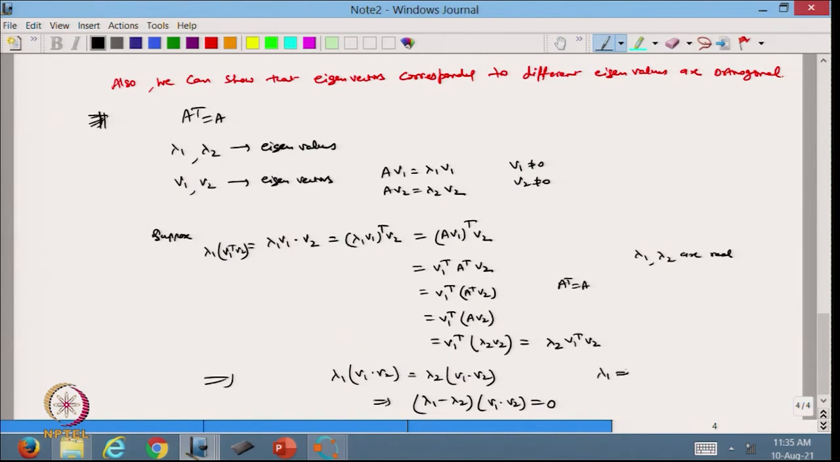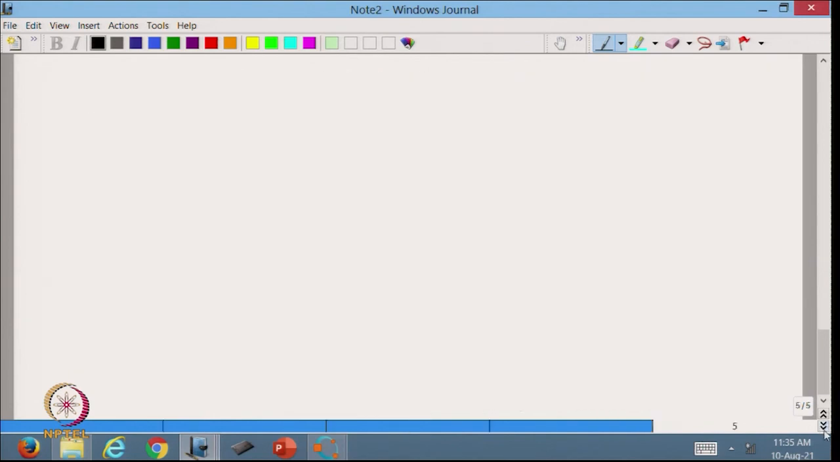Now, lambda 1 is not equal to lambda 2. So, that implies that V 1 dot V 2 is 0. So, that shows that V 1 is orthogonal to V 2. It means for a symmetric matrix, for different eigenvalues, the corresponding eigenvectors are orthogonal to each other.